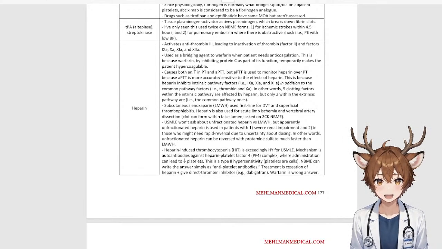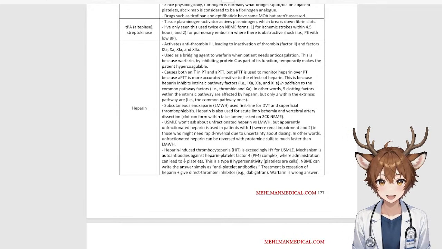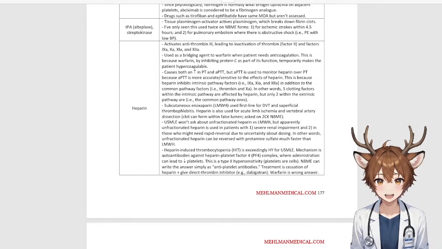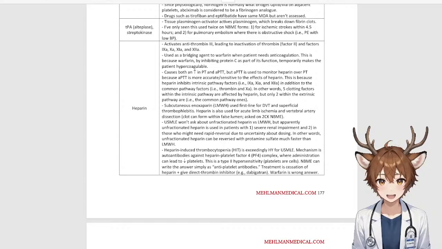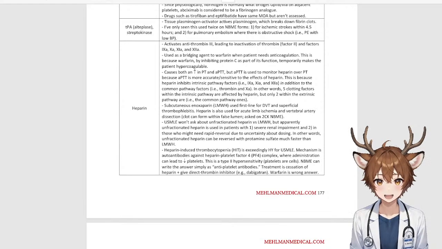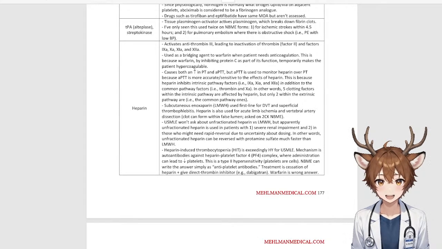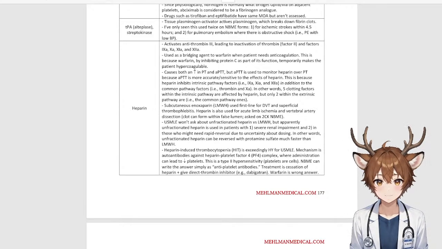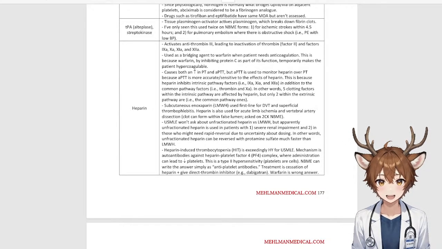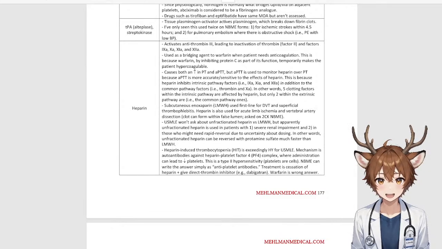Heparin activates antithrombin 3, leading to inactivation of thrombin (factor 2) and factors 9A, 10A, 11A, and 12A. Use a bridging agent to warfarin when the patient needs anticoagulation. This is because warfarin, by inhibiting protein C as part of its function, temporarily makes the patient hypercoagulable. Heparin causes both an elevation in PT and APTT.